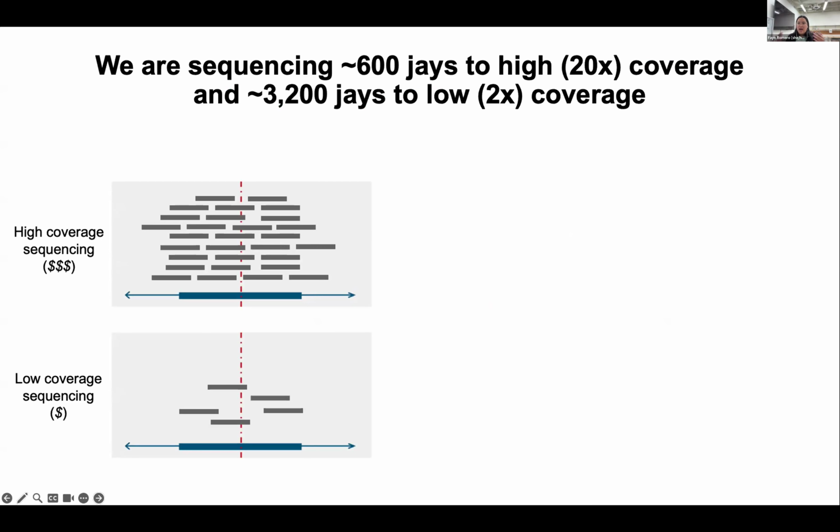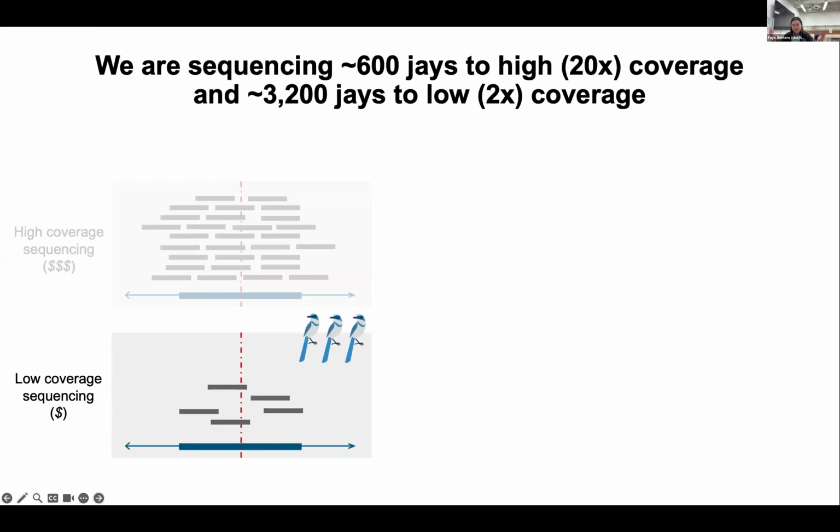So for our high coverage individuals, each base is read about 20 times. So high coverage gives you much higher confidence in the accuracy of your sequence. Like, okay, I know that there's a T at that location. Great. But the downside is that it is much more costly to do this high coverage sequencing. In contrast, just the bottom image there, low coverage sequencing means you only read that base pair maybe once or twice.